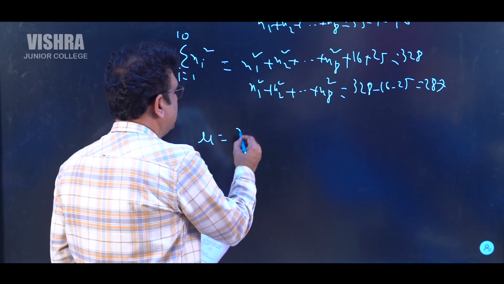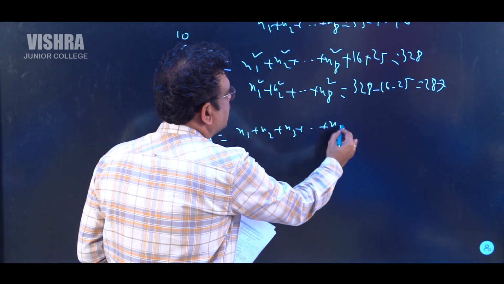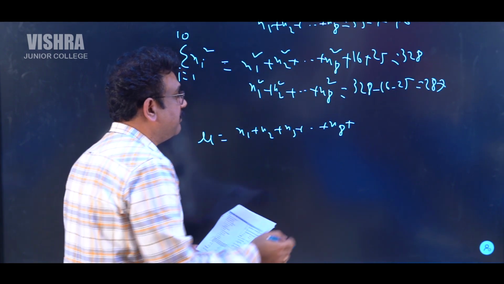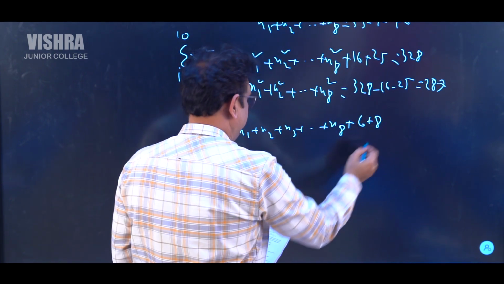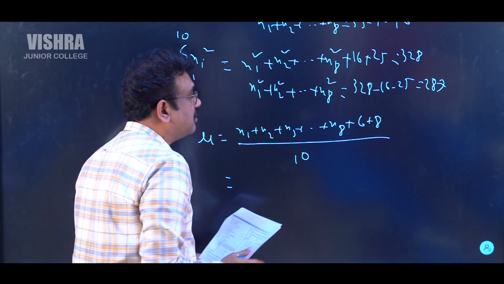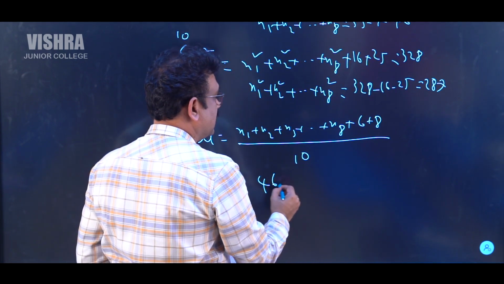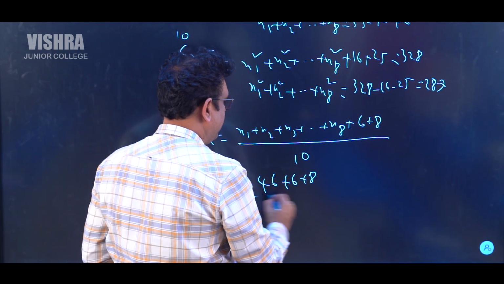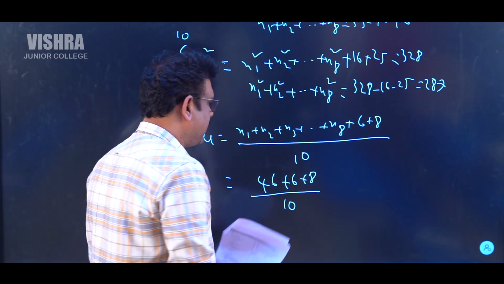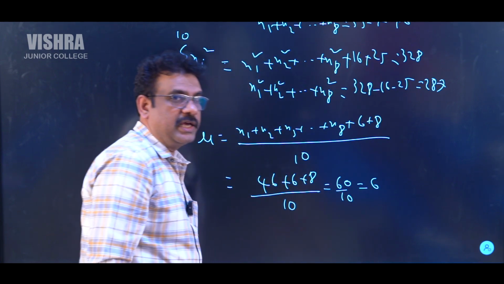Now mu is equal to x1 plus x2 plus up to x8 plus 6 and 8 as the new observations, divided by 10. Now the sum is 46, so 46 plus 6 plus 8, by 10. That is 60 by 10, which is equal to 6. This is the new mean.